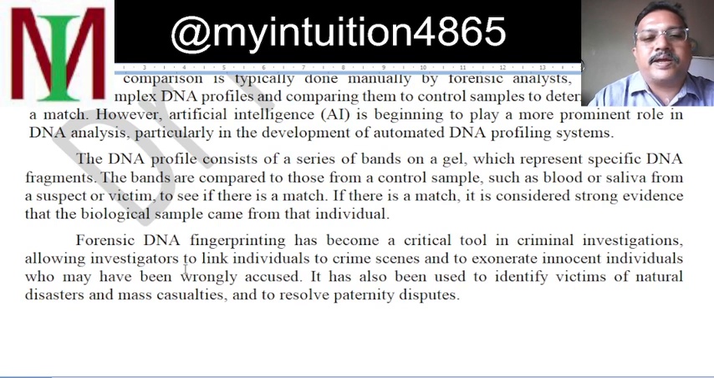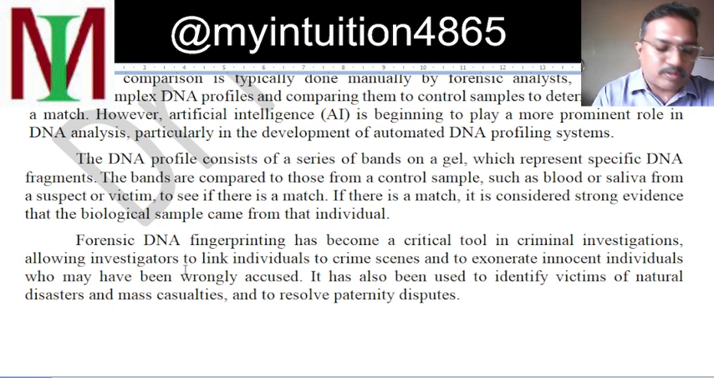The DNA profile consists of a series of bands on a gel which represent specific DNA fragments. The bands are compared to those from control samples, such as blood or saliva from the suspect or victim, to see if there is a match. If there is a match, it is considered strong evidence that the biological samples came from that individual.